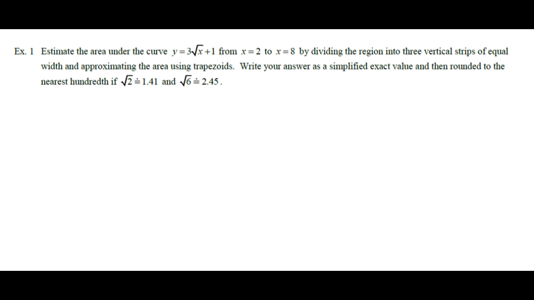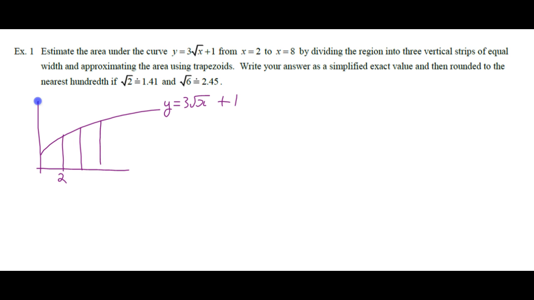But anyway, let's start off by drawing a little diagram of this. What does this look like? It's a square root curve, and it's going to start here and do this. So there is y equals 3 root x plus 1, and we want to go from x equals 2. How big will the strips be if we're making 3 strips? 2 units, right? So 2, 4, 6, 8. We divide the region into 3 strips of equal width and approximate the area using trapezoids.